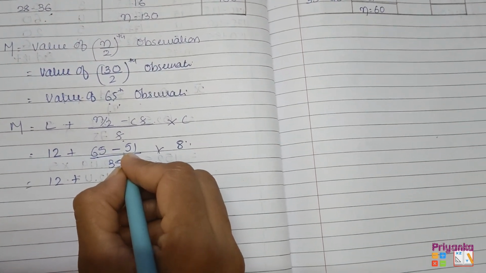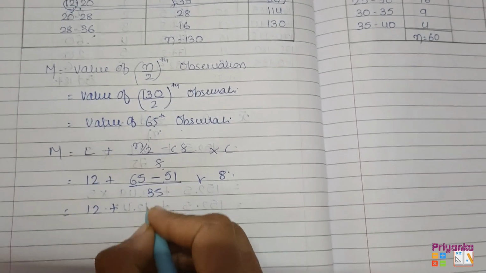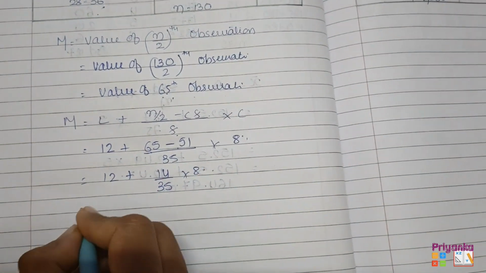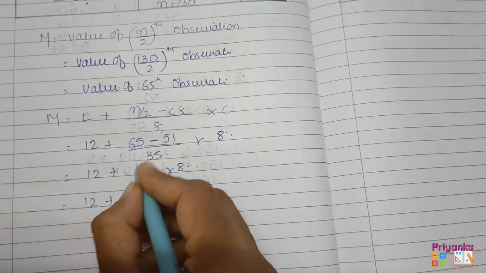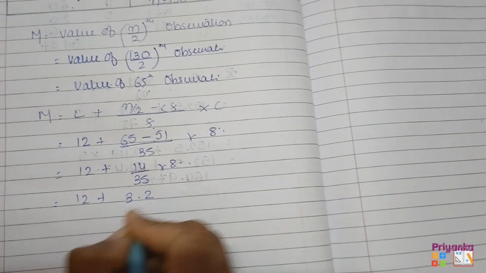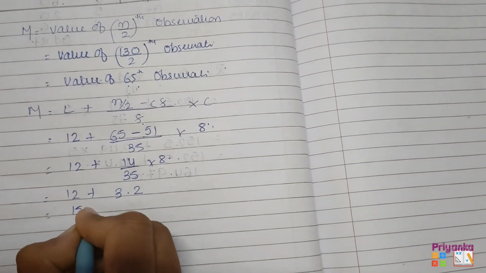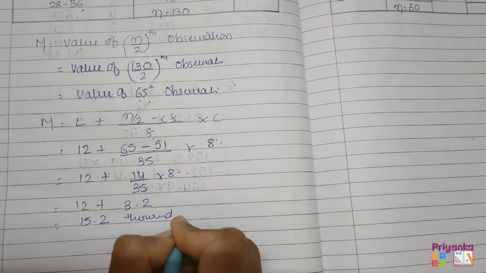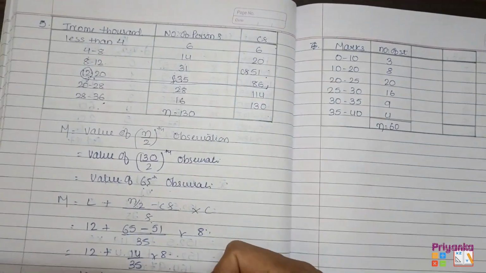65 minus 51, 14 divided by 35 into 8. Just calculate this. You will get 3.2 and the final answer will be 15.2 thousand. That's what is asked in the question. Moving to the next, sixth one.